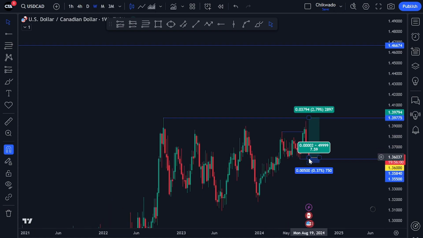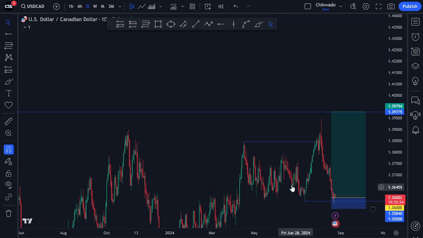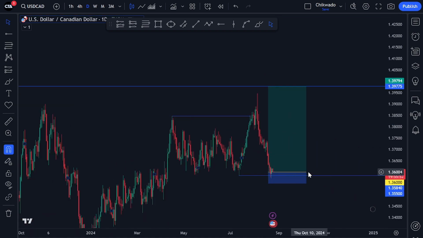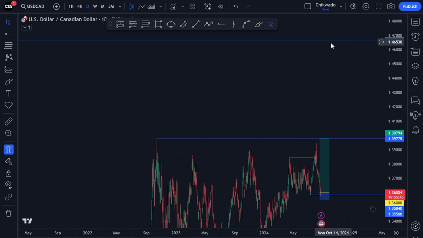So right here, we have my intended area where I would like to buy. Looking at this on a lower time frame, this will be the area where I would like to get long and buy, probably hold all the way to these highs here. Whatever happens between here and here remains to be seen, but the idea is to buy here and at least hold all the way to this place.